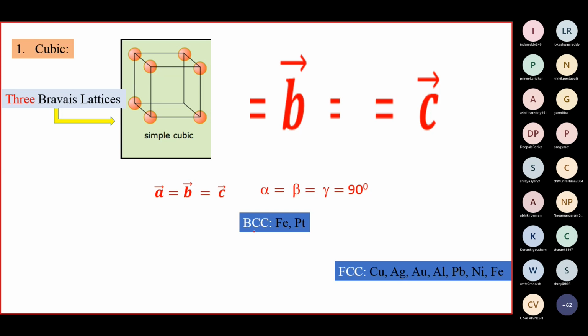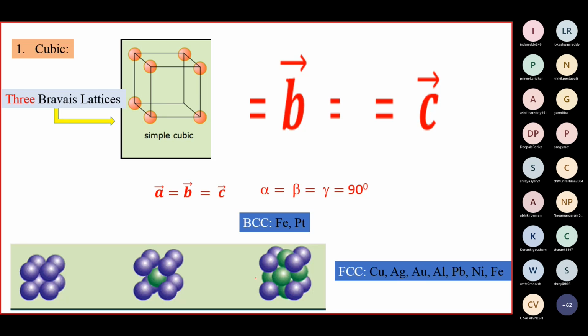It has different types. One is body-centered cubic, another is face-centered cubic. This is simple cubic. This is body-centered cubic. That means there will be one atom at the center of this simple cubic. That is body-centered. There is one atom at the center. So we have iron and platinum crystallizing into body-centered cubic.